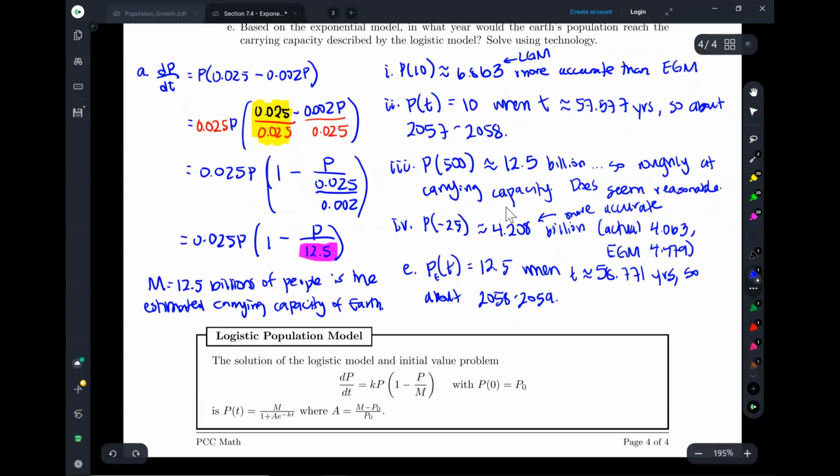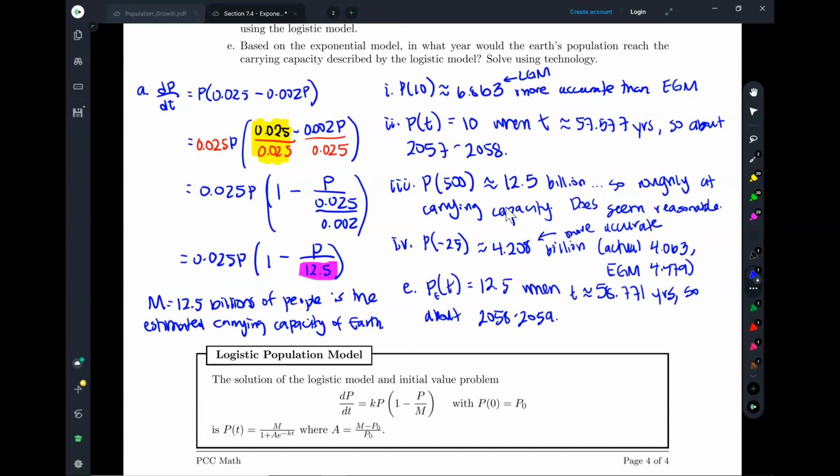Well, I hope you enjoyed exploring population models a little bit more, and we'll keep working with applications of exponential growth and decay.